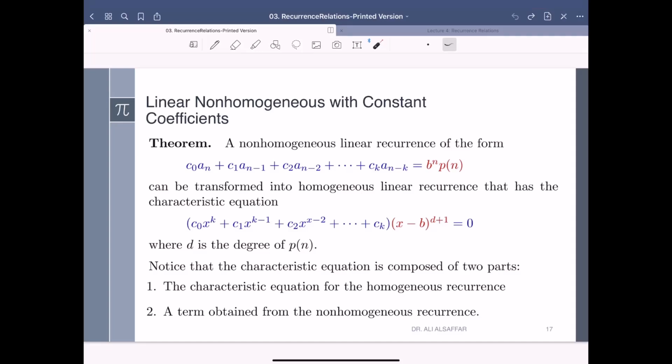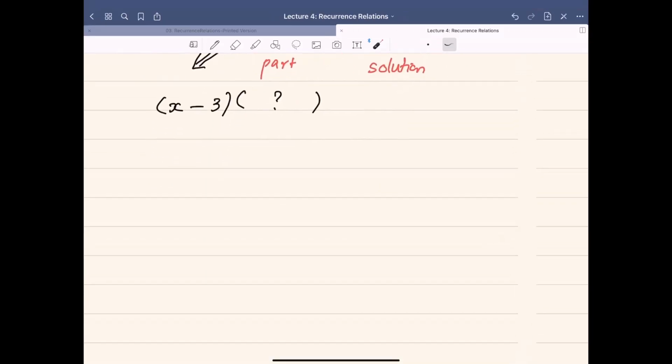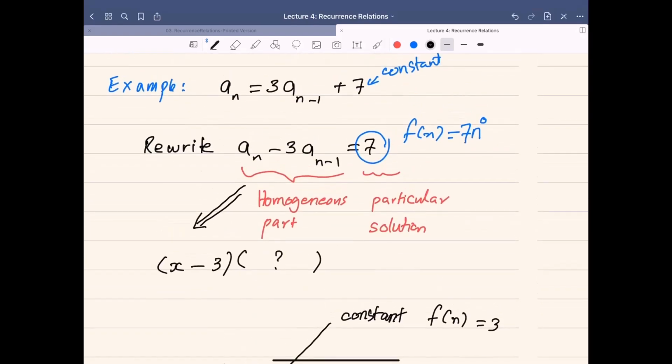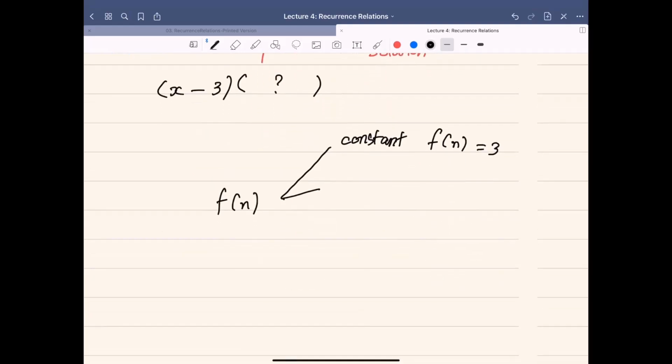What type of functions are we going to cover? The type of functions that we are going to cover should be in this form: an exponential multiplied by a polynomial. We can categorize those functions into the following. Maybe it's a constant, and as an example, if f(n) is equal to 3 or 4, like our previous example here, which is equal to 7.